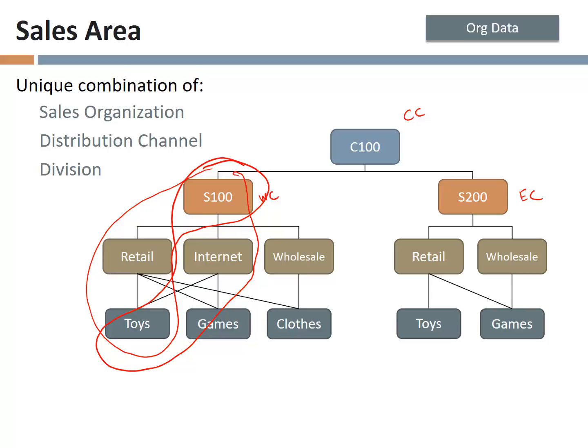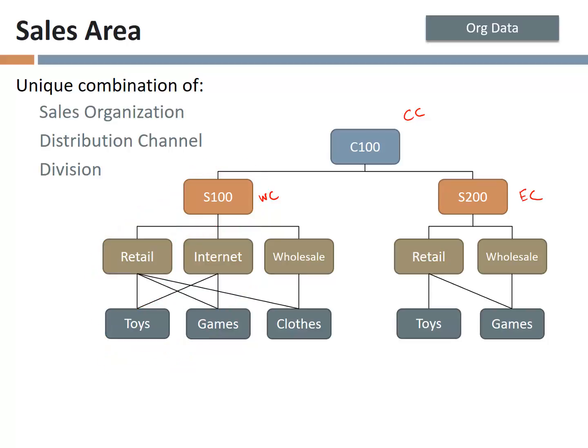Games can be sold retail and internet, so there's two more sales areas there. But clothes, we sell retail and wholesale. So if this diagram were truly reflective of reality, what we're seeing is that we don't sell clothes on the internet, we don't wholesale games, and we don't wholesale toys. At least when I say we, that means the West Coast sales organization.